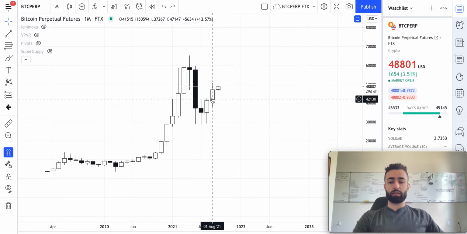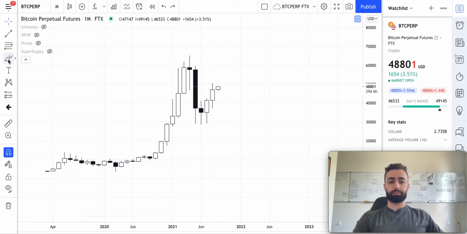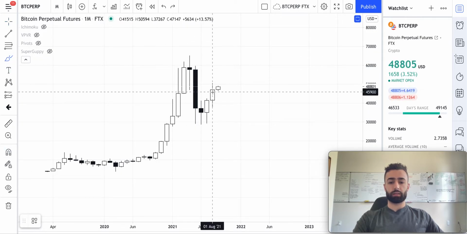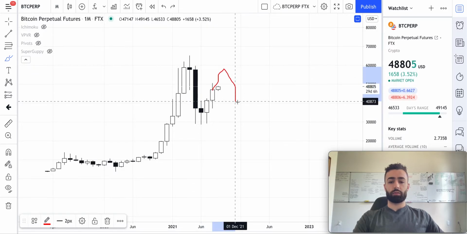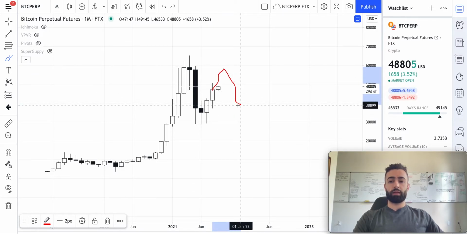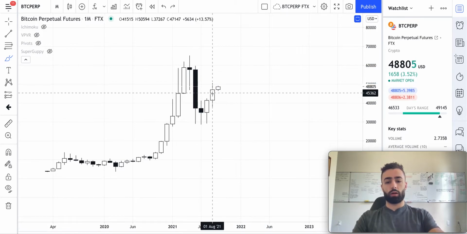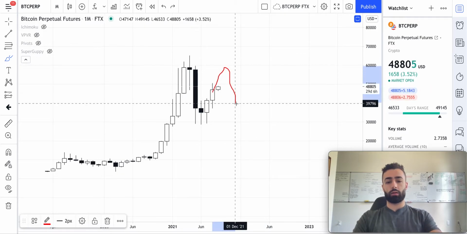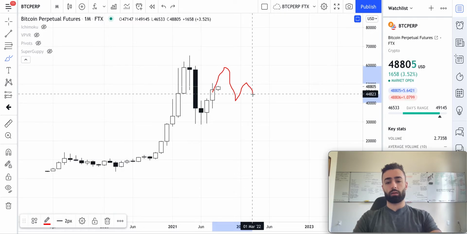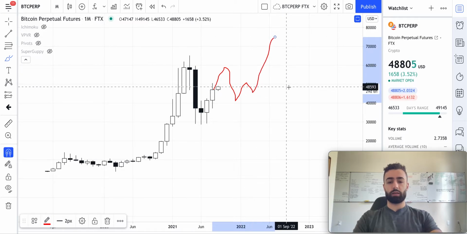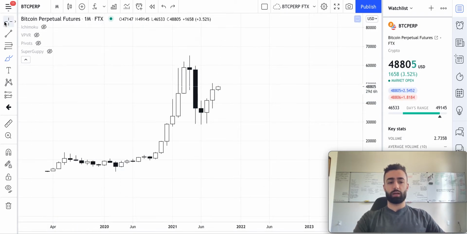So what we're likely to see is come up, form a lower high, come down, form a higher low, and then it'll either come up and form a higher high from there, or it'll be lower high, higher low, lower high, higher low, and then break out to the upside. So it could contract for quite some time. That's something to keep in mind as we watch this.